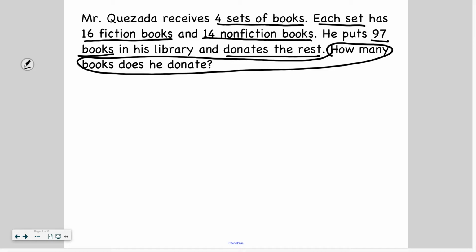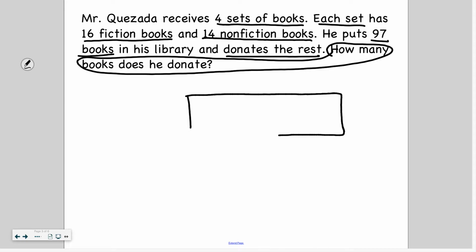So the reason this is a two-step problem is because there's a piece of information that I don't know. I don't know how many books he has altogether. I know that each set has 16 and 14 books, and I know that he has 4 sets of books. But I don't know how many books he has altogether in order to be able to subtract the 97 books that he does keep to find out what's the amount that he donated.